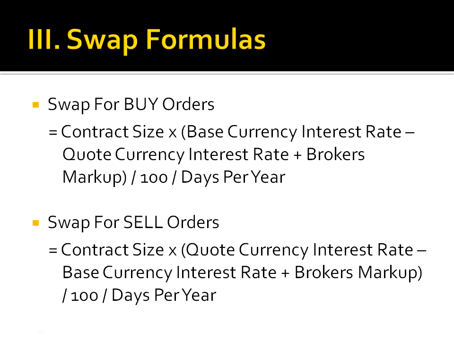Now here are a couple of fancy formulas. Swap for buy orders gives you the contract size, which would be the lot size, 100,000, 10,000, 1,000, times the base currency's interest rate, minus the quote currency's interest rate, and then you've got to add in the broker's markup, divided by 100 times 365. That's how many days per year. Swap for sell orders: contract size, times the quote currency's interest rate, minus the base currency's interest rate, plus broker's markup, divided by 100, divided by 365 days a year.